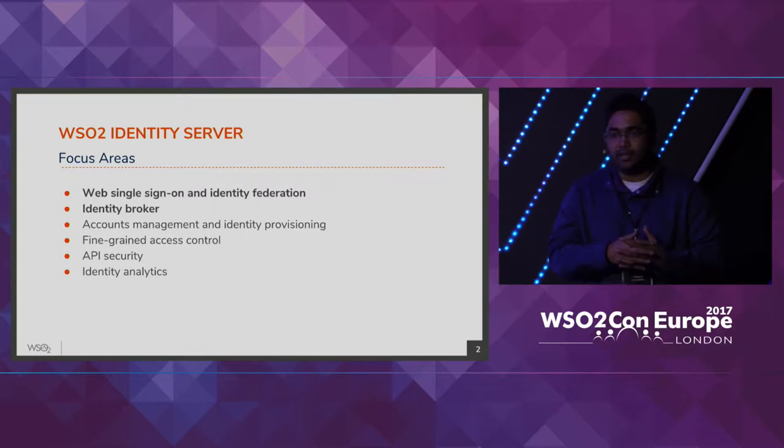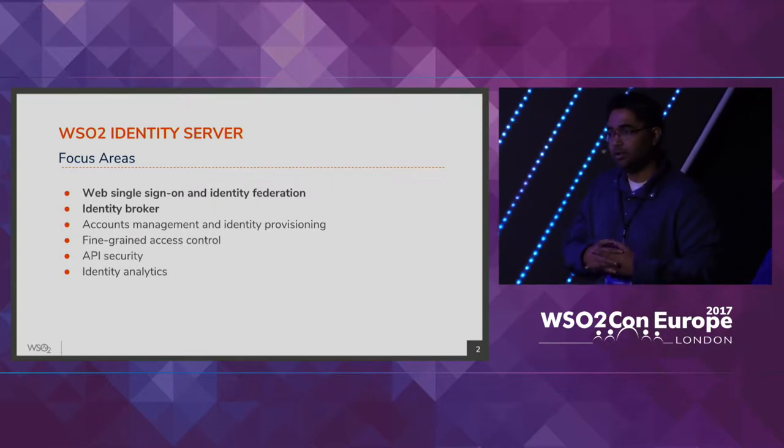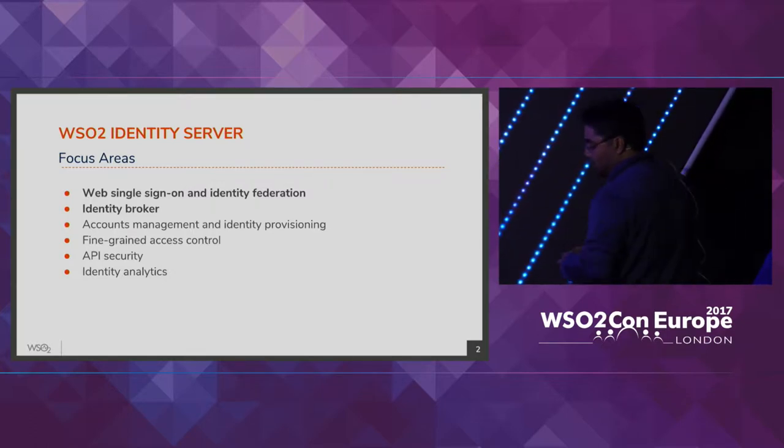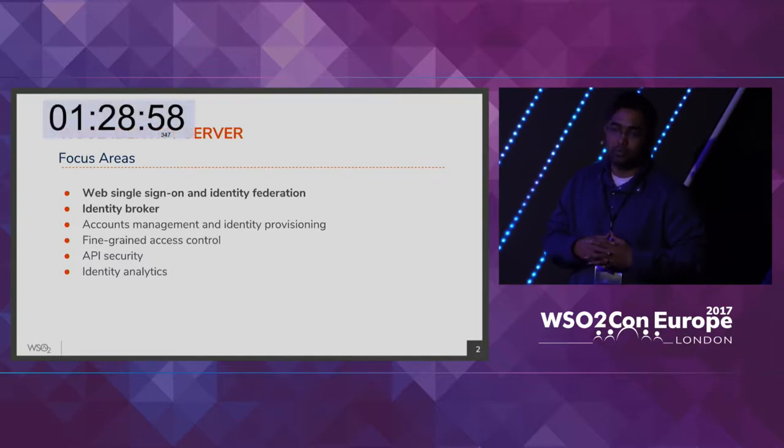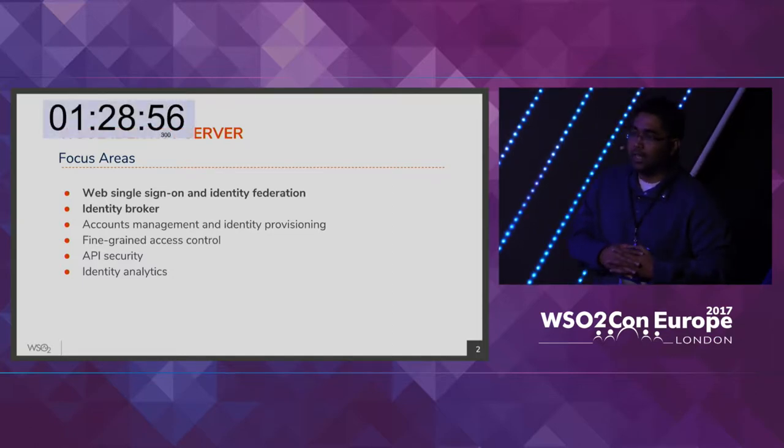So XACML is a de facto standard for fine-grained access control. We can talk more about this stuff. And for API security, we support all the core standards. We support all the four core grant types in the OAuth 2.0 main RFC. And then again, we support SAML grant type, JWT grant type, introspection specification, dynamic client registration, those things. So just summarizing, I'll be going through all this in the hands-on session. Right?